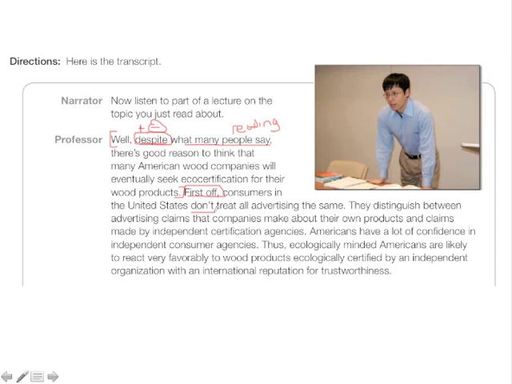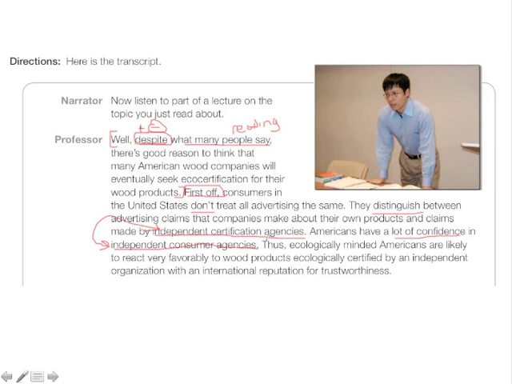Consumers don't treat advertising the same. So the first point the professor is trying to make is that customers do distinguish between advertising claims because they have lots of confidence in independent consumer agencies. So in this case, the professor is using some repeated techniques because in the sentence before, he references the idea of independent certification agencies. Again, this is something we learn in the listening series. Oftentimes, professors will repeat or rephrase words in a lecture to help emphasize important ideas and for information to stick together.